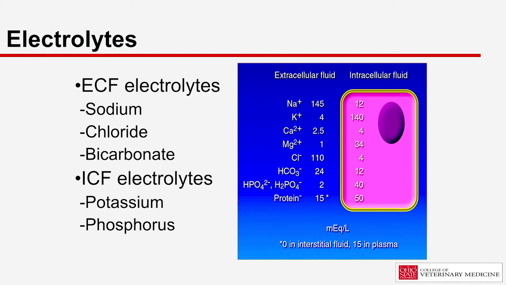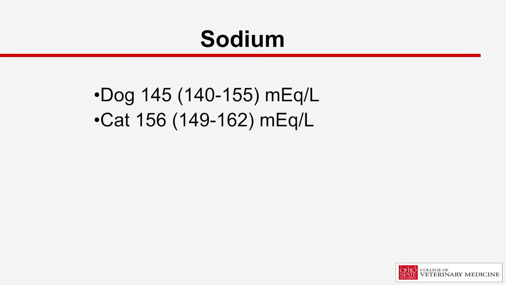So you're trying to decide what's going on with the animal's total body potassium or phosphate by looking at a very small portion of what's in the body. So it's a little more challenging to assess the potassium and the phosphate in many instances. But all of the electrolytes can be challenging in their own right, for sure. So we'll just go through each of them.